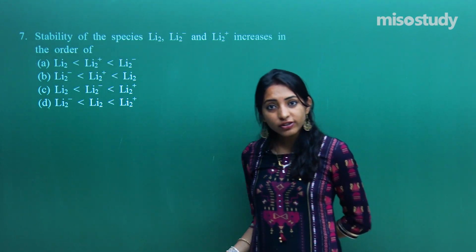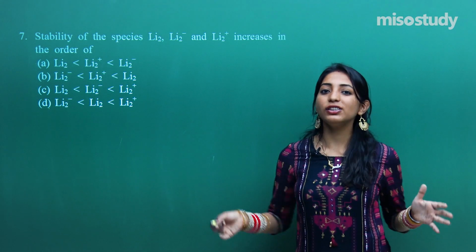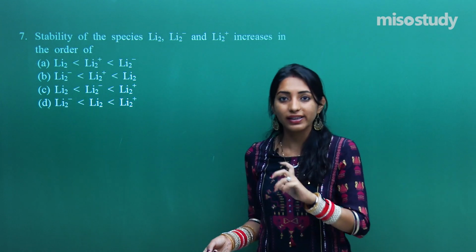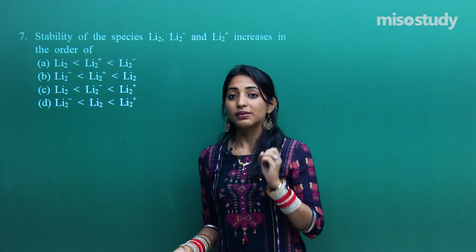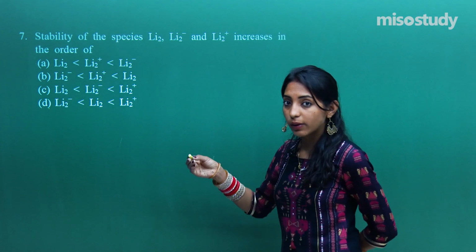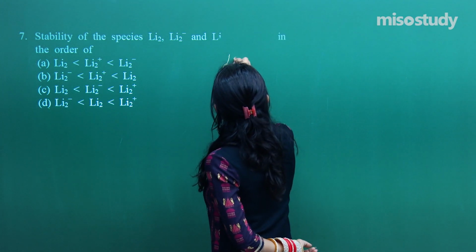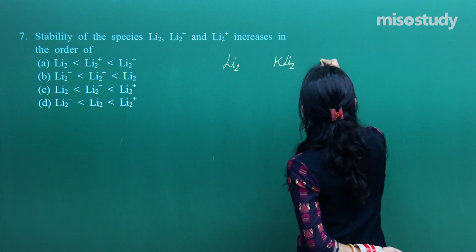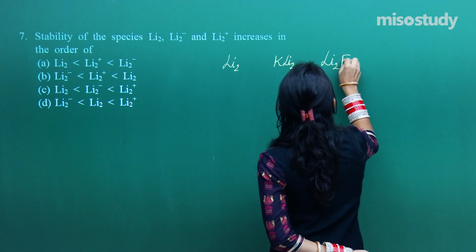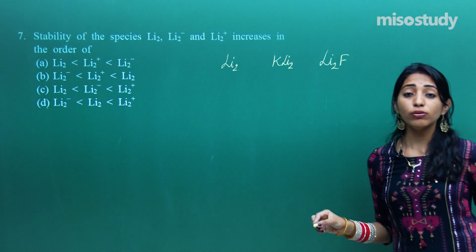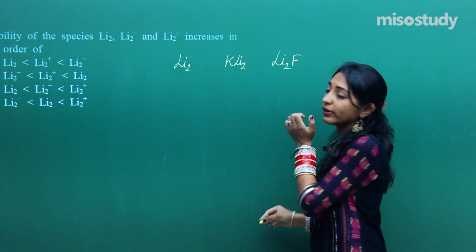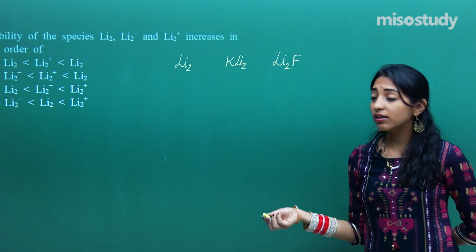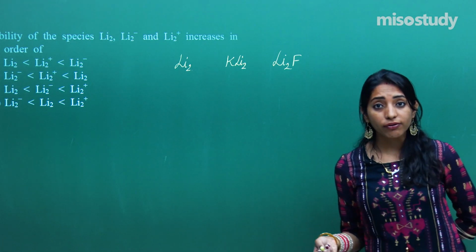But if the question would have been asked in the complete paper where there won't be any segregation that you have to choose this from chemical bonding or stuff, then you will be confused because you will keep on thinking. And suppose the question is given like compare lithium 2, KLi2 and Li2F, then you will be confused how to answer the question, because you would have never heard about KLi2 or Li2F, right?